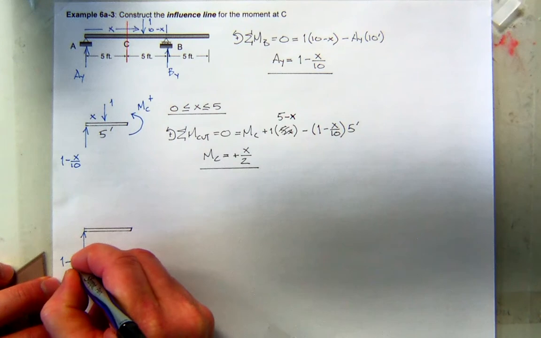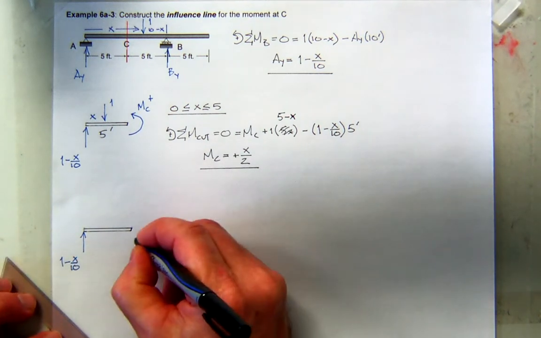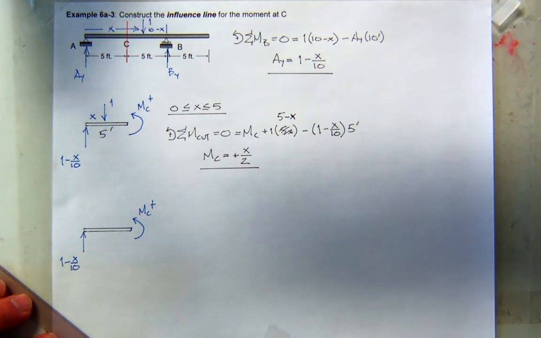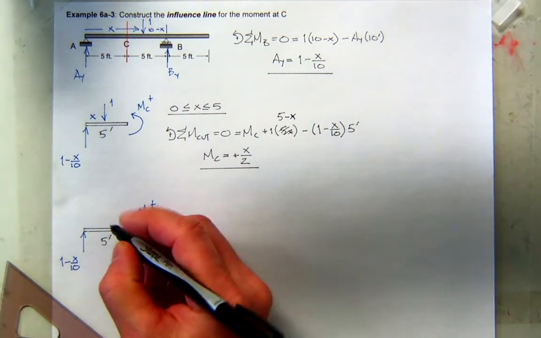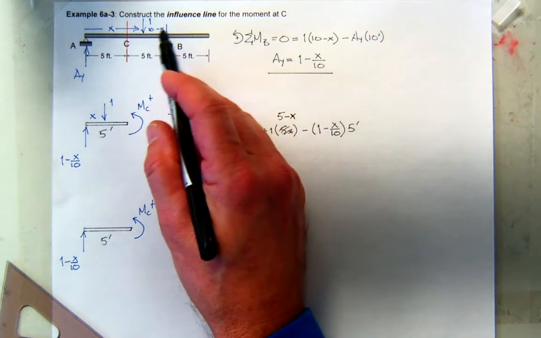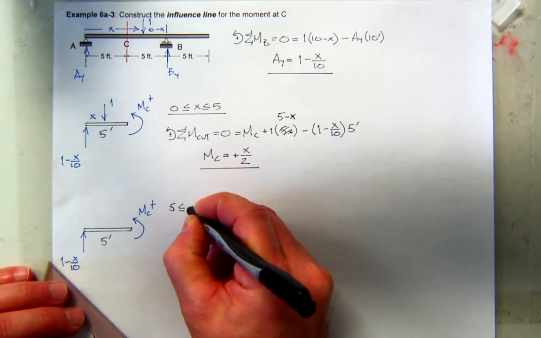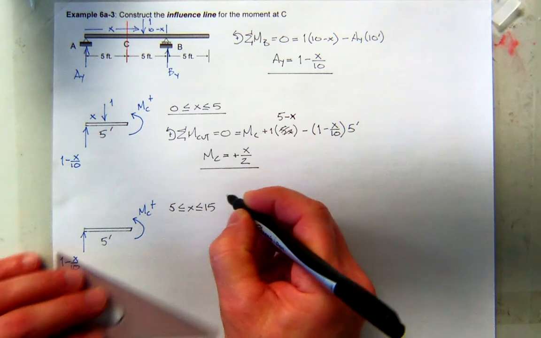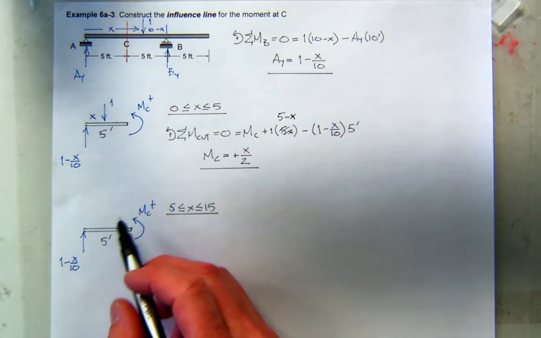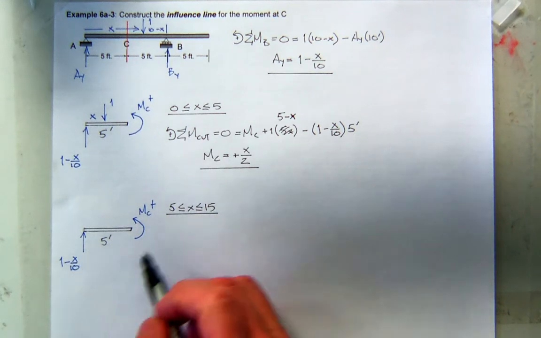All right, so my reaction is still 1 minus x over 10. I still have my internal moment at C. The thing is still 5 feet, except now my unit load has moved. Now it's somewhere between 5 and 15. It's over here. So, as I mentioned before, Elvis has left the building. Elvis has walked away from your beam or your free body diagram. So now I just have to do this.